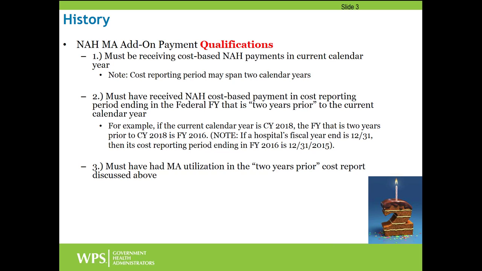Now keep in mind, let's just say you have a 6/30 cost reporting period, so half of your year is under one calendar year and the other half is under the next calendar year. You might qualify, let's say, for one of those and not the other, or you might qualify for both or neither. So you have to do this calculation separately for each year to determine whether each corresponding calendar year qualifies.